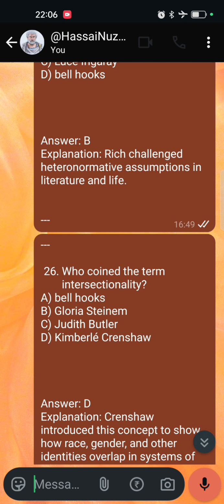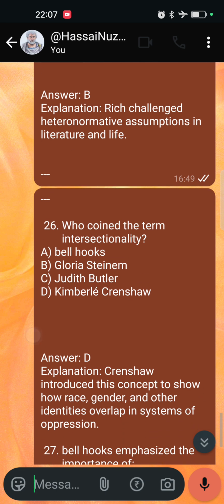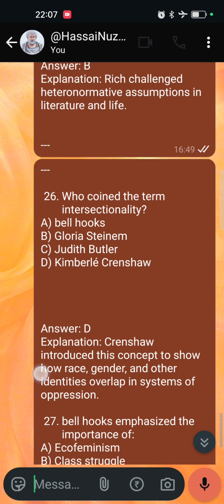26th. Who coined the term intersectionality? Answer is D. Kimberlé Crenshaw. Crenshaw introduced this concept to show how race, gender, and other identities overlap in systems of oppression.